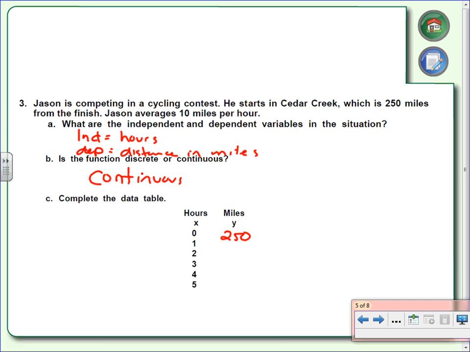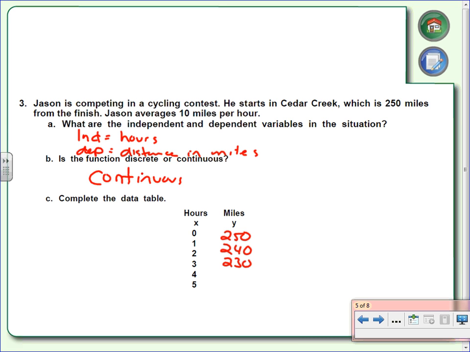All right, so let's go to the next one. After 1 hour, he's been cycling for 1 hour. How far is he from the finish line now? 240. And how do you know he's 240? Minus 10. Right, because you're taking away 10, because he goes 10 miles every hour. So now it's 240. The next one, he's gone 2 hours now, so now he's a little closer to the finish line. Now he's 230 miles from the finish line.